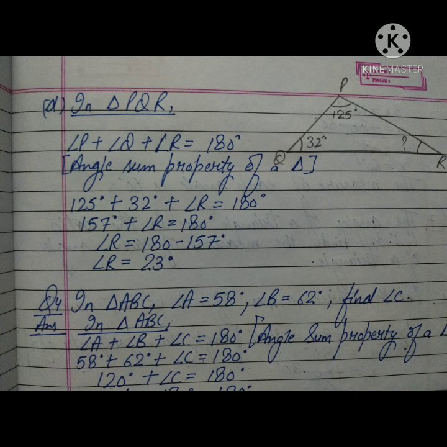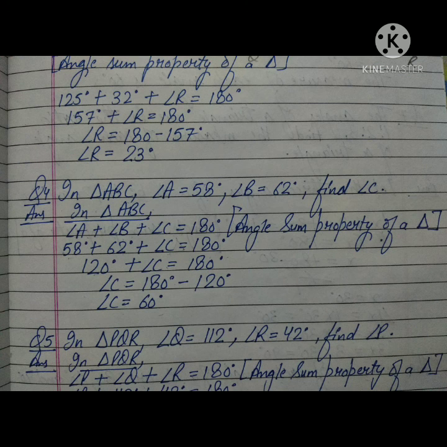So in triangle PQR, angle P plus angle Q plus angle R is equal to 180 degrees. Angle sum property of a triangle. Angle P is given to you, that is 125 degrees. Angle Q is 32 degrees, plus angle R is equal to 180 degrees. When you add 125 with 32, you will get 157, plus angle R is equal to 180 degrees. Angle R is equal to 180 minus 157 degrees. Angle R is equal to 23 degrees. Clear?